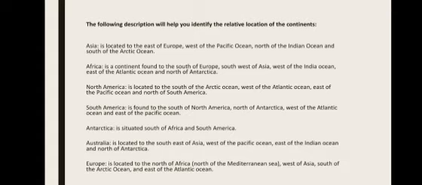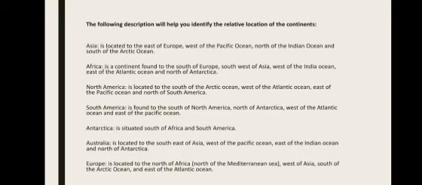Asia is located in the east of Europe, west of the Pacific, north of the Indian Ocean, and south of the Arctic Ocean. Africa is a continent found to the south of Europe, southwest of Asia, west of the Indian Ocean, east of the Atlantic Ocean, and north of Antarctica. North America is located to the south of the Arctic Ocean, west of the Atlantic Ocean, east of the Pacific Ocean, and north of South America.